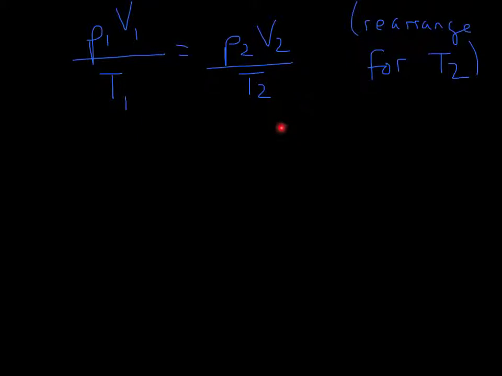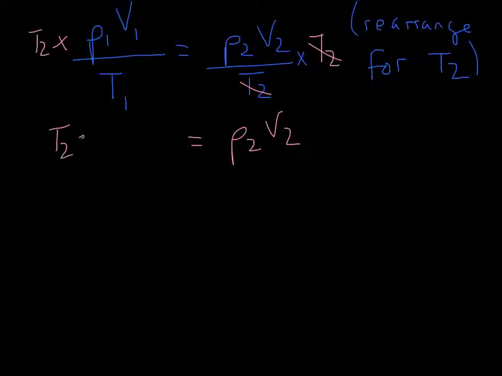I know I have to get T2 by itself, so I'm going to multiply both sides by T2. That's going to move it from the bottom up a little bit higher, and then what I do to one side I must do to the other, so times T2. These cancel out, so I know that P2 V2 equals T2 times P1 times V1 over T1.